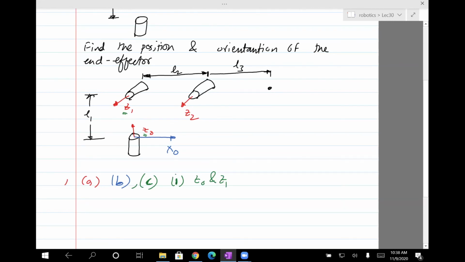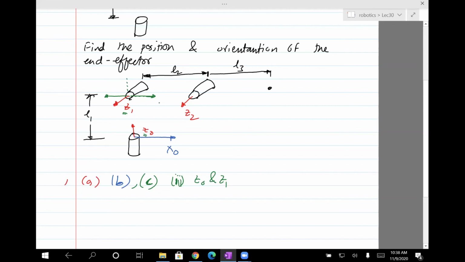So if you read through 1C3, you'll see that if Zi minus 1 and Zi are intersecting, then Xi is chosen to be at right angles to either of them, right? So since Z0 is approximately this way, you can choose X1 to be either pointing this way to the right, or you can choose it to be pointing to the left. Both are valid choices because they don't violate the rules.